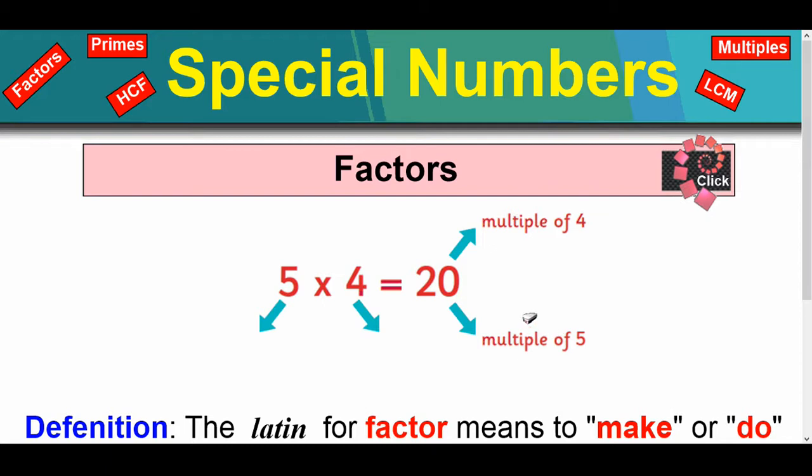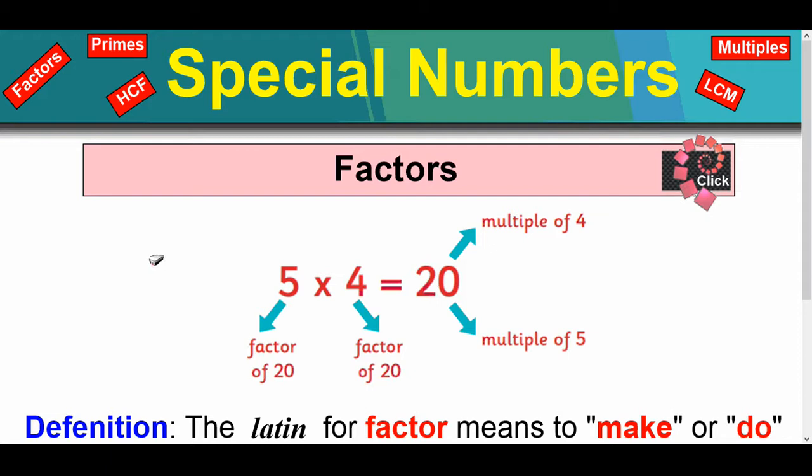So what exactly are factors? Well, factors are things that multiply to make the number. So 5 would be a factor of 20, and also 4 would be a factor of 20. Now there can be many factors for a number, there doesn't just have to be 2. For example, 10 would be a factor of 20, and 2 would be a factor of 20, because 10 times 2 makes 20 as well.